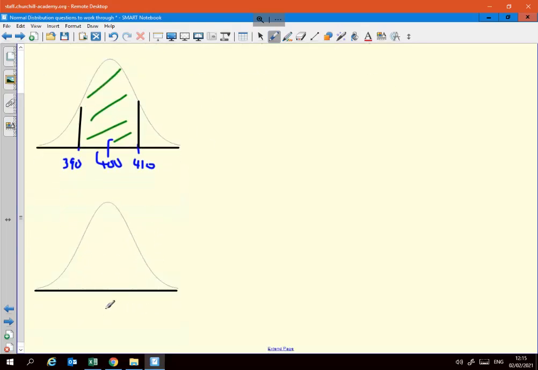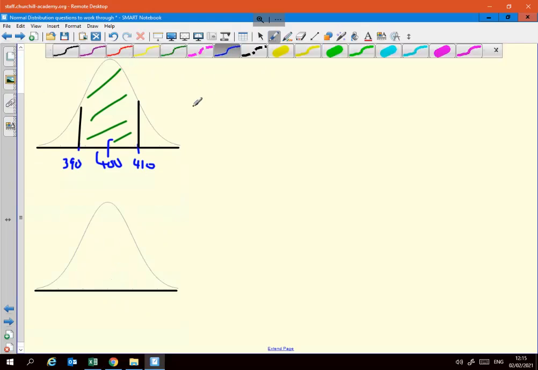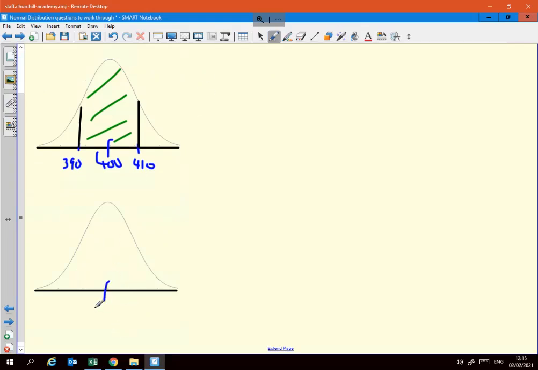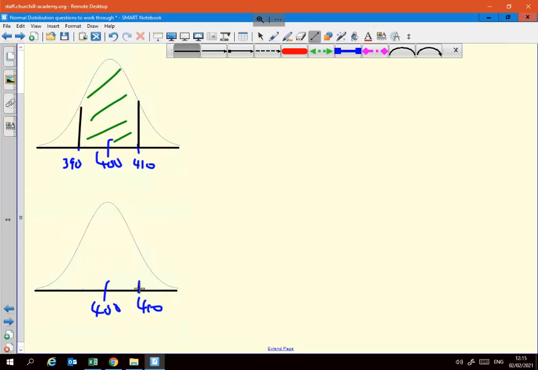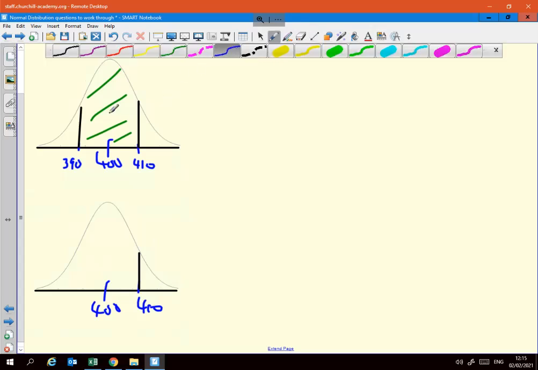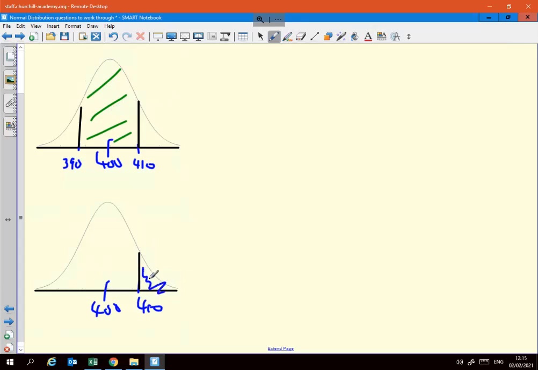So this one is for 410, 400 there, and 410 here. And for the sake of this part, I want to know this little bit here. So I'm not going to do that green because the green is the bit that I want. So I'm just going to use blue. Blue to get that little bit to help me work out the green part up here. So that blue bit there.